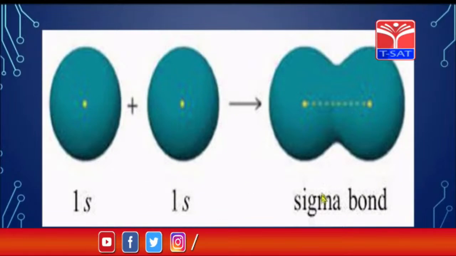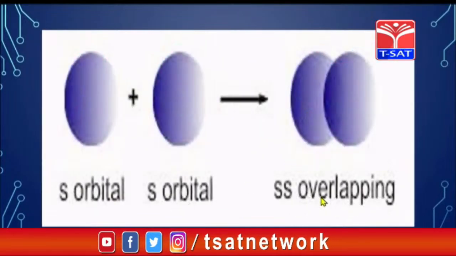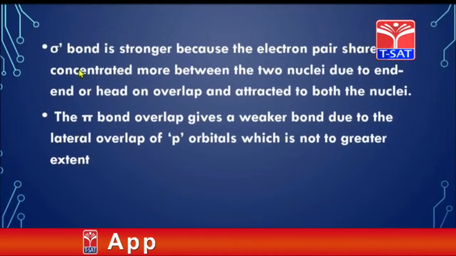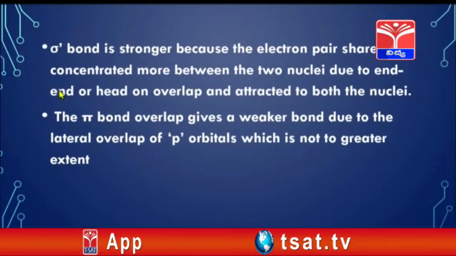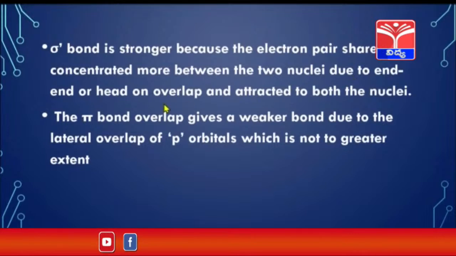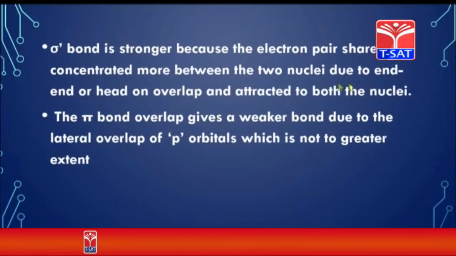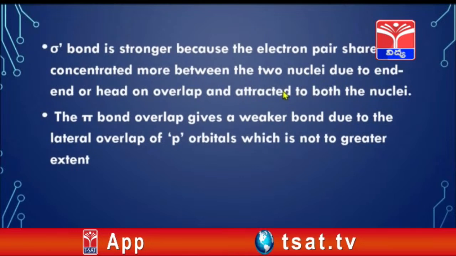A sigma bond is formed when two s orbitals overlap, and it is also formed when s and p orbitals overlap. A sigma bond is stronger because the electron pair is shared and is concentrated more between the two nuclei. Here the overlapping is called end-on or head-on overlapping, and it is along the internuclear axis. So maximum overlapping takes place, so it is a stronger bond.